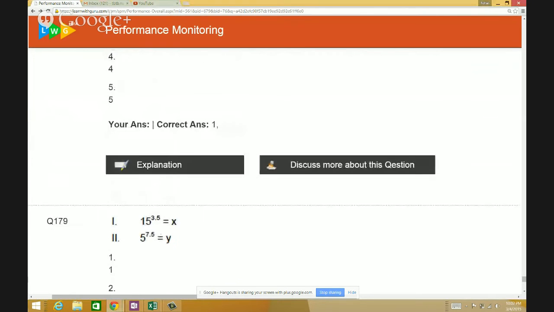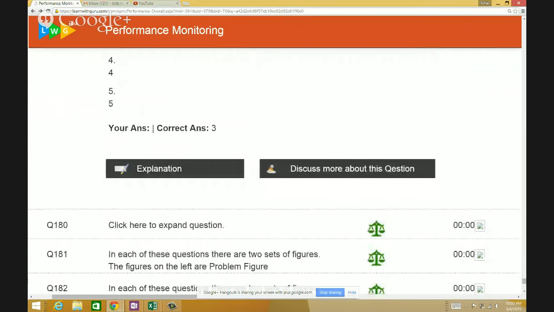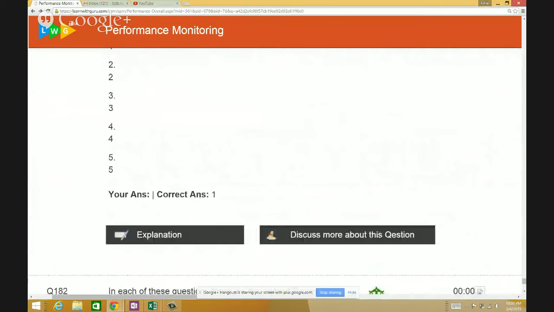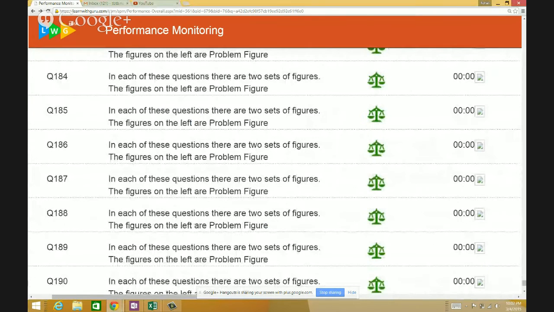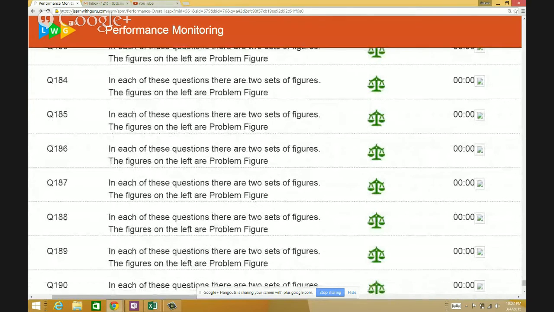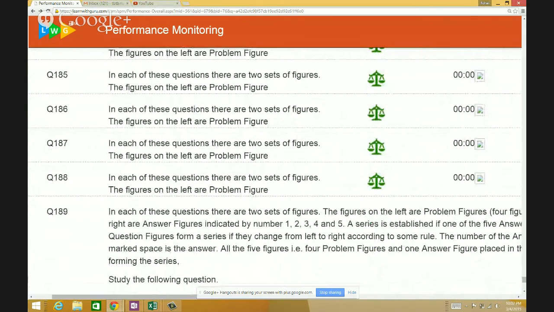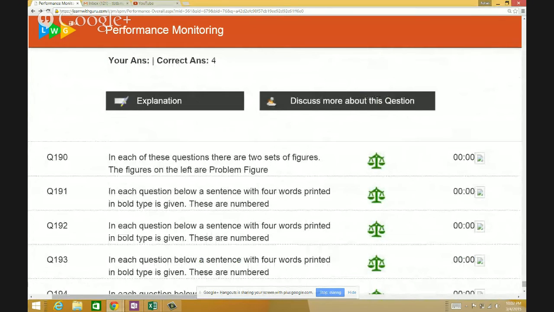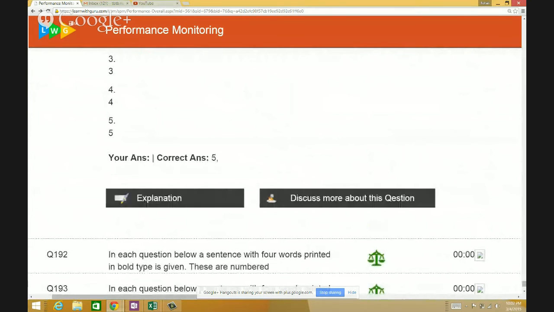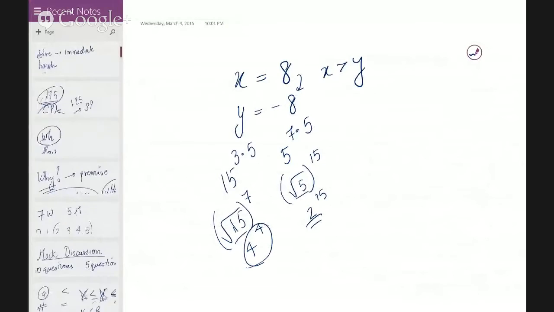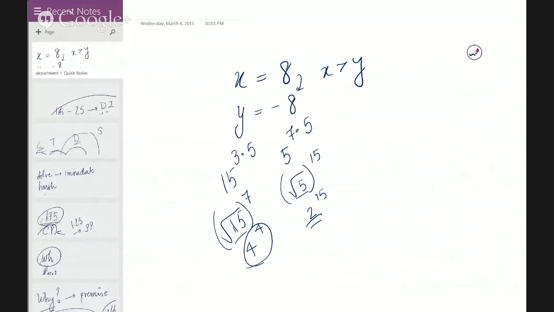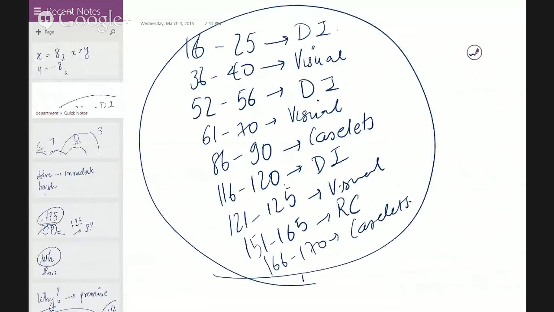What are they saying? Yeah, same. Okay, so let's go ahead. Again, we have visual reasoning, 181 to 190, it seems. In each of these questions, there are two problem figures. 181 to 190 is visual reasoning, and I'm going to solve it later. Okay, here, 181 to 190.